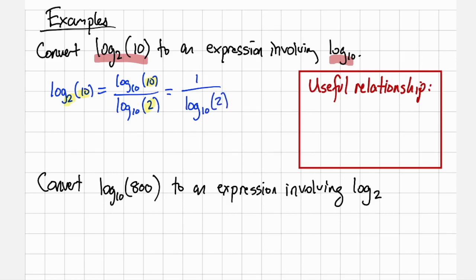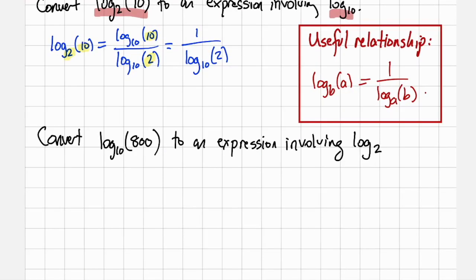And this is highlighting a useful relationship. Log base b of a is equal to 1 over log base a of b. And that's true for every a and b that are positive and not equal to 1. Let's do one more example.